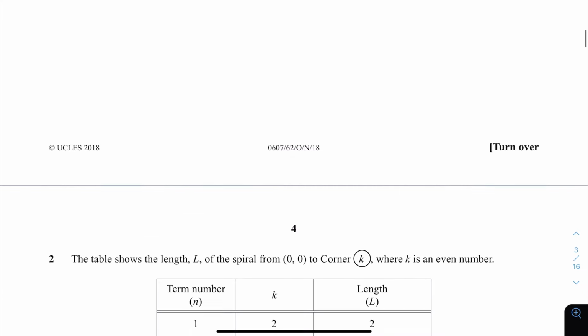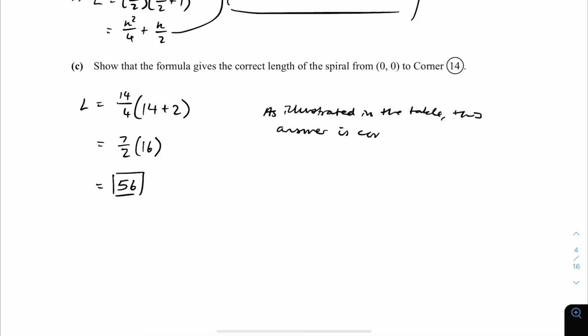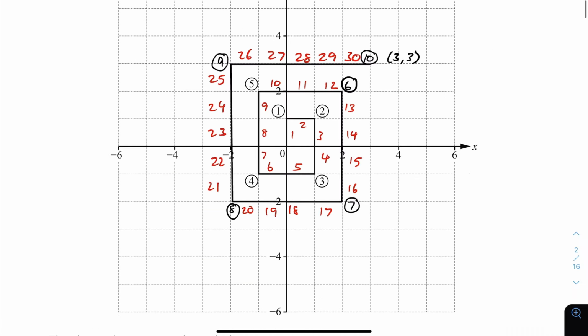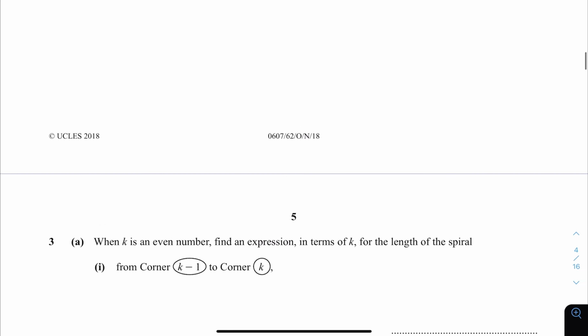So therefore, you could say something like, as illustrated in the table, this answer is correct. Another thing you could do is you could go back to the spiral and show that it goes to 56. So you'd have to draw all of the spiral to 14.